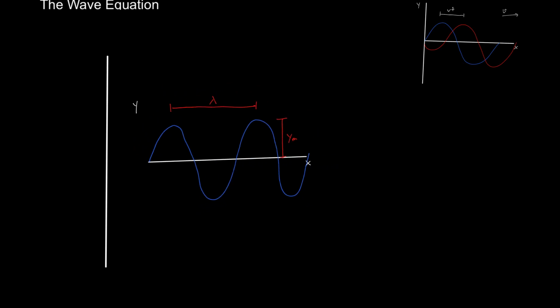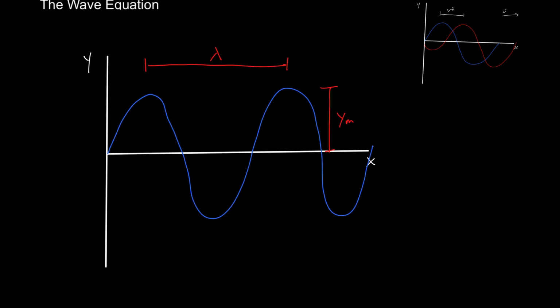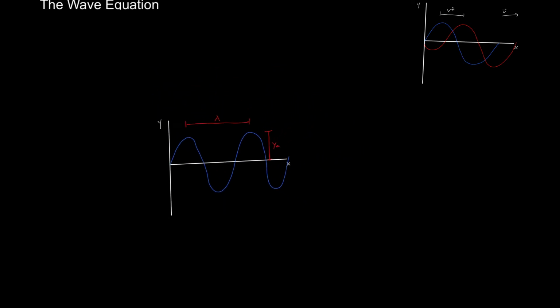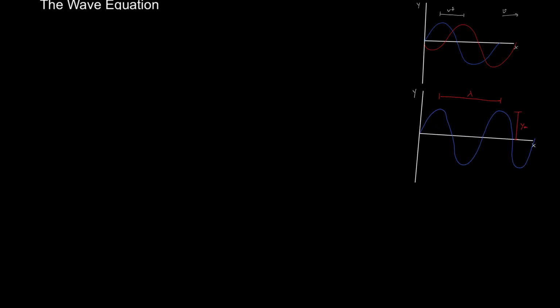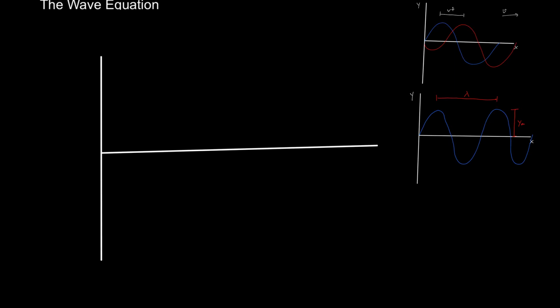Okay, so that's the wave as a function of x. And now we can take that wave and move it over here. Okay, and now let's look at the wave as a function of time. And so with this coordinate axis, we will look at y versus t.